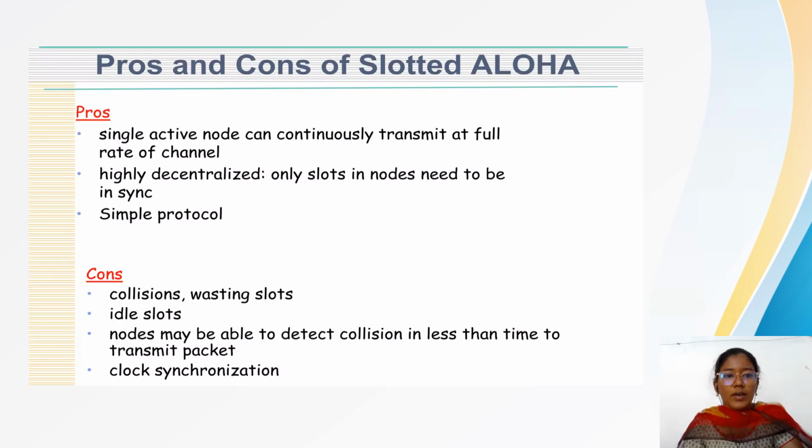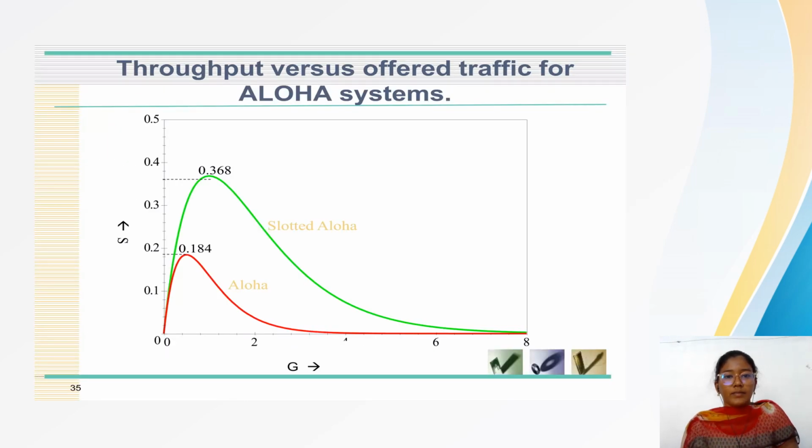The pros and cons of slotted ALOHA. The pros are that a single active node can continuously transmit at the full rate of the channel, it is highly decentralized with only the slots in nodes needing to be in sync, and it is a simple protocol. The cons are collisions, wasted slots, idle slots, nodes that may be able to detect a collision in less than the time to transmit a packet, and clock synchronization.